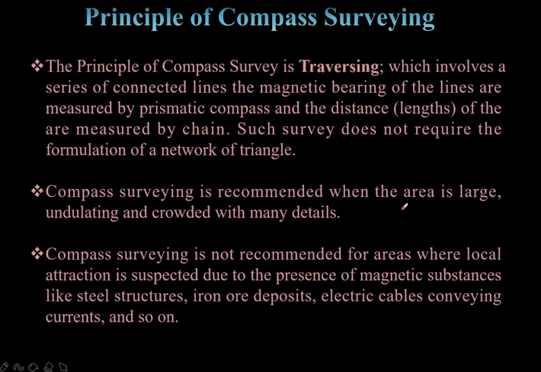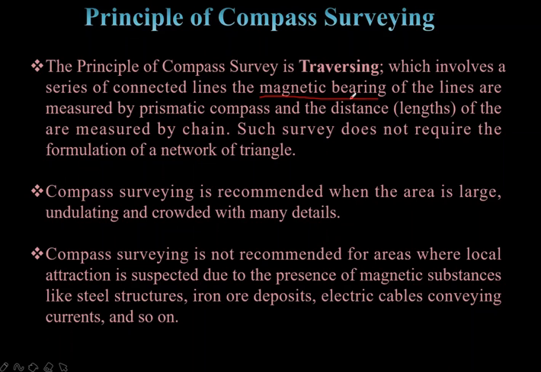So the principle of compass surveying is nothing but the traversing, which involves a series of connected lines. The magnetic bearing of the lines are measured by the prismatic compass and the distances are measured by the chains. So the magnetic bearing means it is the angle between the lines. Okay, you'll get to know about it in the coming slides.